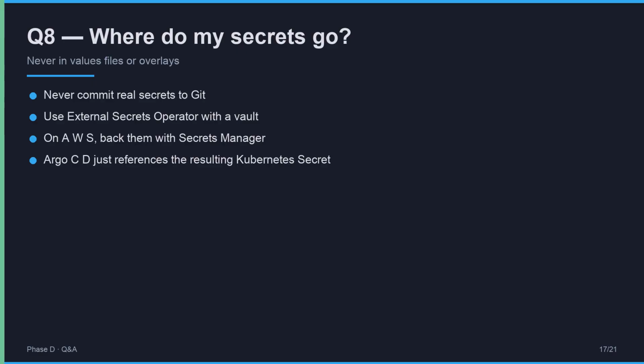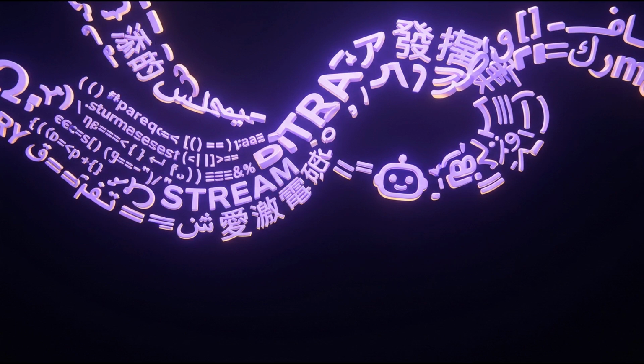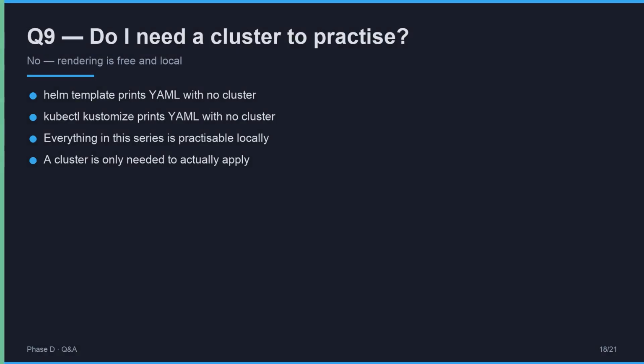On AWS, you back it with Secrets Manager. External Secrets Operator syncs the values into a Kubernetes secret automatically. Argo CD then just references that secret by name, the same way it would any other. Charts in a registry. Secrets in a vault. Git stays clean.